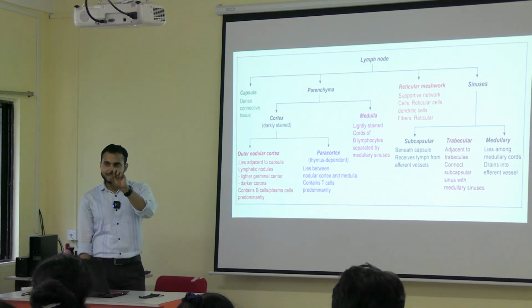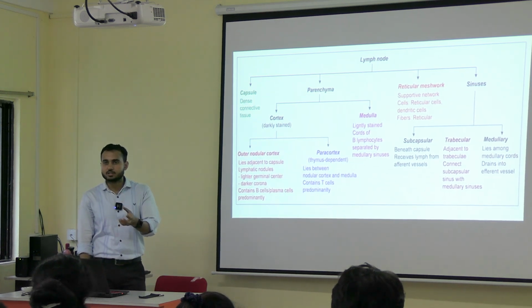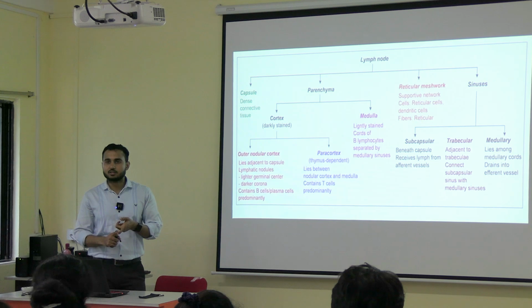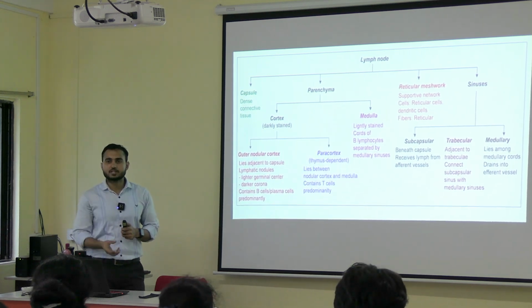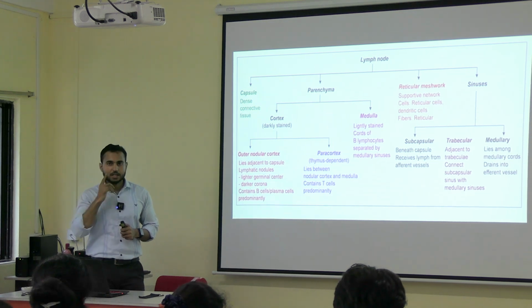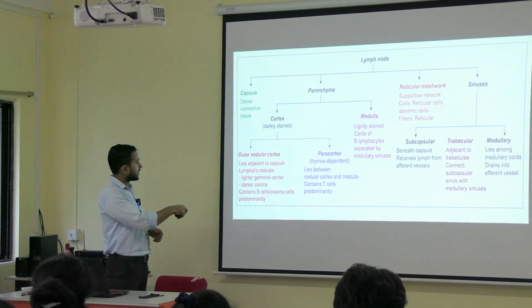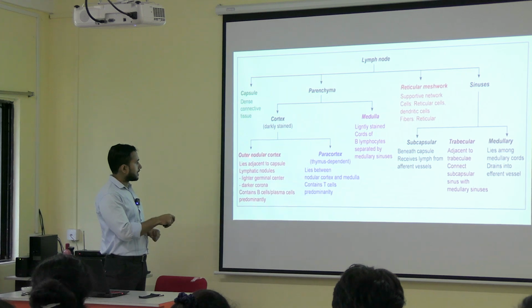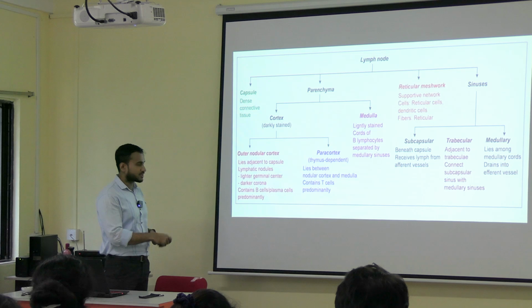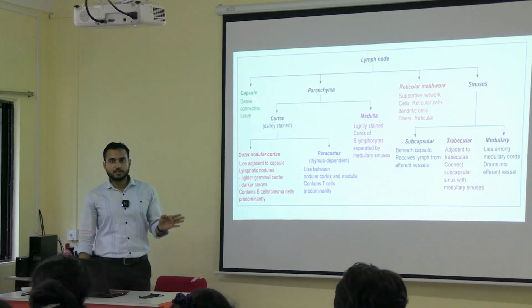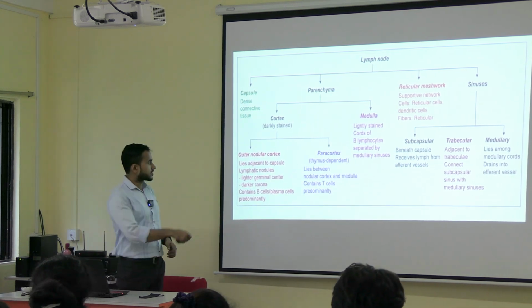That means the center is light in appearance, and the periphery is dark. Why? Because at the center newly formed immature lymphocytes are present. That's why it is light. So that is the appearance of the outer cortex. Now this outer cortex contains B cells, B lymphocytes, plasma cells mainly. Next, if you go to the paracortex.